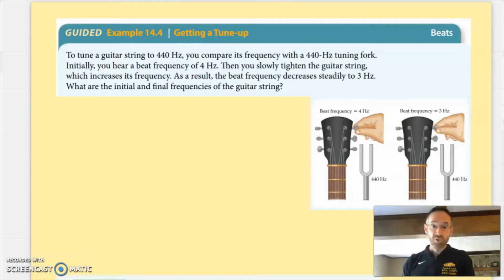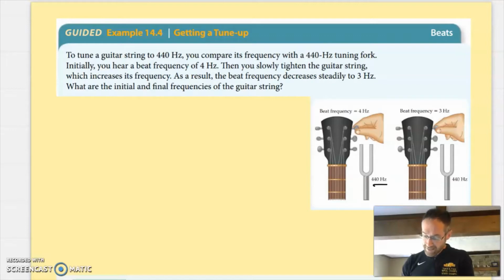On example 414, they're giving us a beat frequency produced by a tuning fork and a guitar string played together. The tuning fork is a 440 hertz tuning fork, and you play that and the guitar string at the same time and you get a beat frequency of 4 hertz.